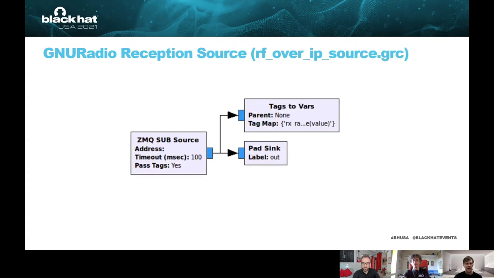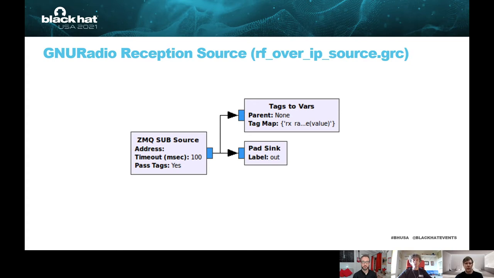On the reception side, this is the piece that runs on the contestant's machine, where ZMQ is connected to the server, and then the data is streamed out. Then we have a little bit of Python magic there, where tags to vars. The tagged metadata from the GNU Radio stream is automatically assigned to variables within the GNU Radio environment. In this case, the server is able to transmit the signal sample rate to the client, and inside the client's environment, the sample rate is automatically dynamically updated. So the user can then connect to the output here and begin to process the signal within GNU Radio, and it's fairly seamless at this point.